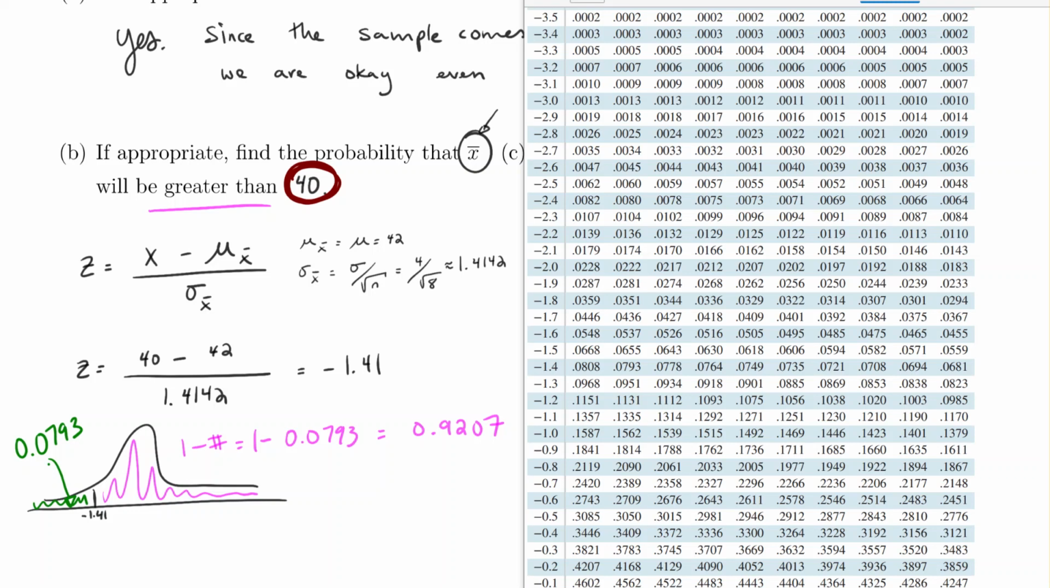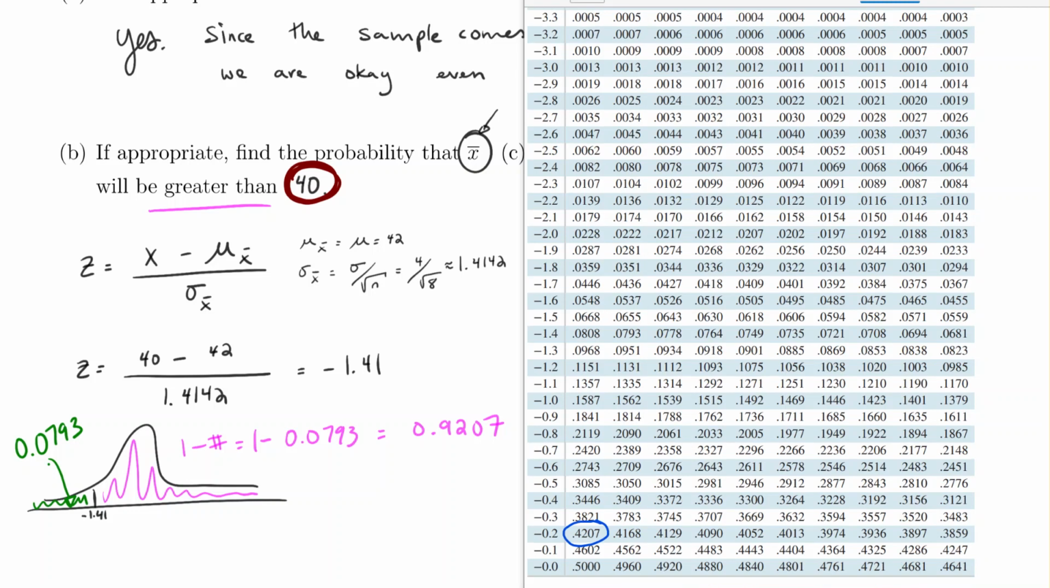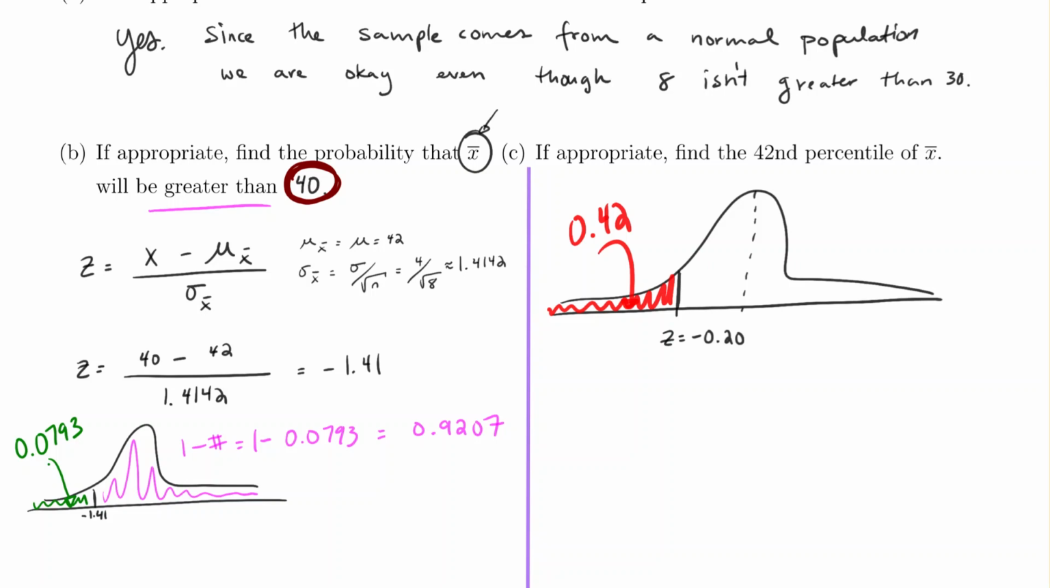So let's glance at this chart and try to find the value closest to 0.42. Looking through the values, it seems the closest comes here, 0.42. If you keep going, you get 0.41. If you go back, you get 0.3483. This corresponds to negative 0.20, and keep in mind that is my z-score. Now, if I'm wanting to find the 42nd percentile of x-bar, I want to know what data value x created the z-score. So my formula is z-score equals data value minus mu of x-bar over sigma of x-bar.